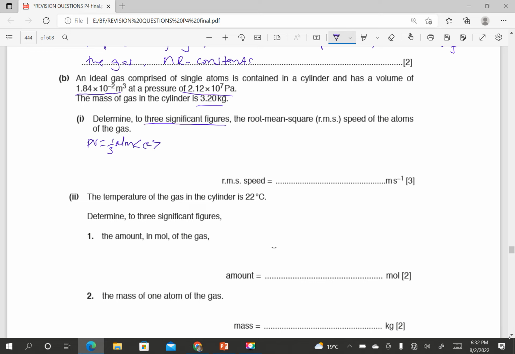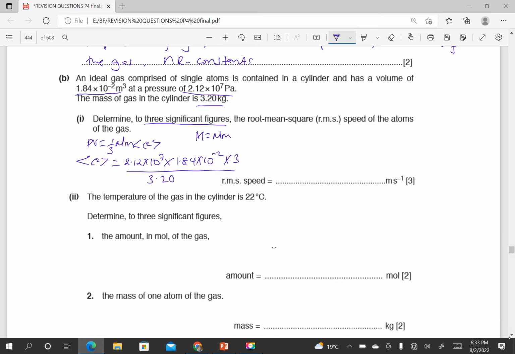We can now find the mean square speed. It is going to be the pressure, which is 2.12 times 10 power 7, times the volume, which is 1.84 times 10 power negative 2. Of course, there is a 3 here. Divide by N times m, the total mass of the gas. So this will be over the total mass of the gas, which is 3.20 kilograms.